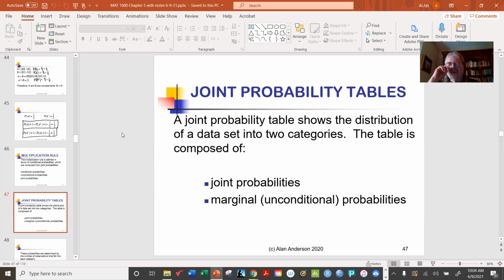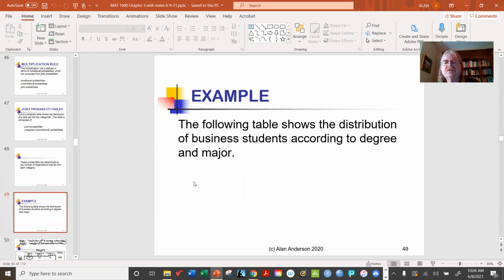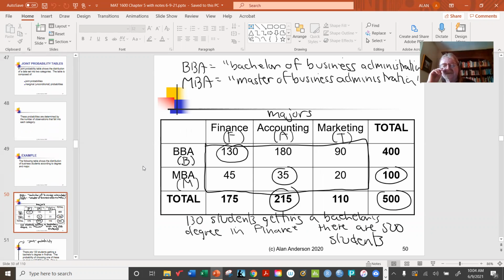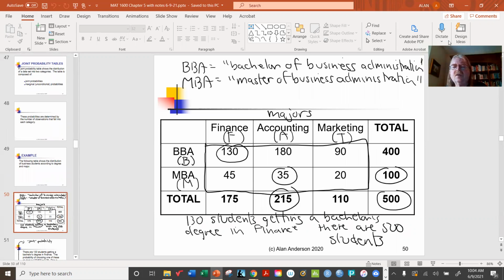So we had a table called a joint probability table, and it's called that because every element on that table is the result of two things being true, or at least everything in the body of the table, not the totals, but all the other elements in the body of that table are the result of two things being true. So in this case, we chose, as an example, a business school that has 500 total students, and they have three different majors to choose from, as you can see, finance, accounting, and marketing.